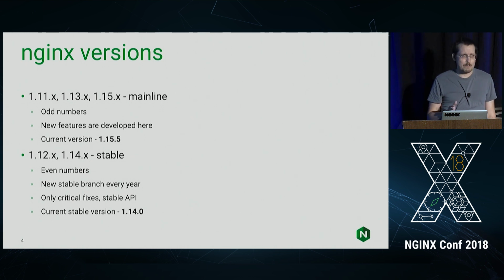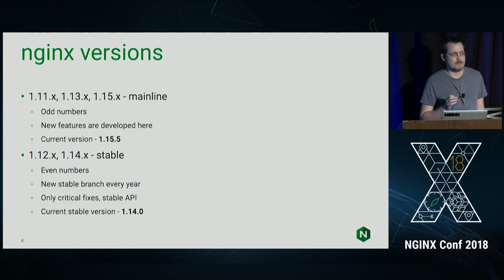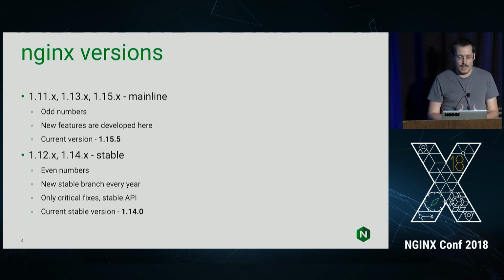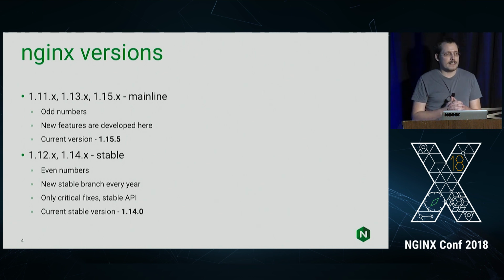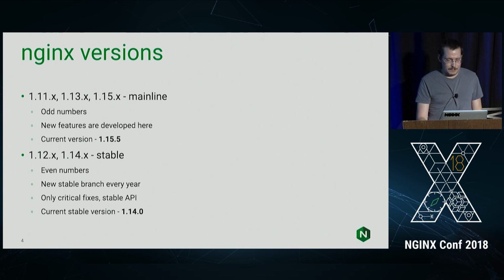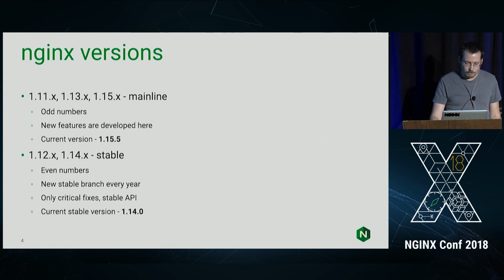1.14.0. I personally would recommend using the latest mainline version because it's production ready and usually the best available version. But if you depend on using third-party modules, you may, however, prefer the latest stable instead due to the stable API, because not all third-party modules are upgraded quickly if there are any API changes in NGINX.